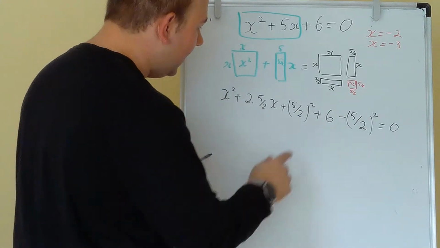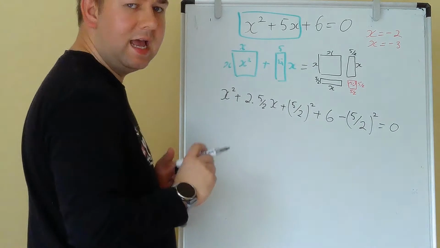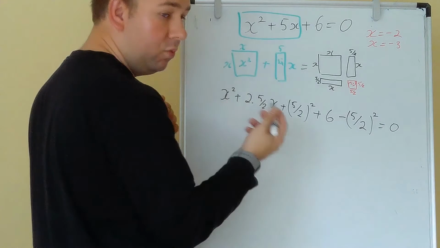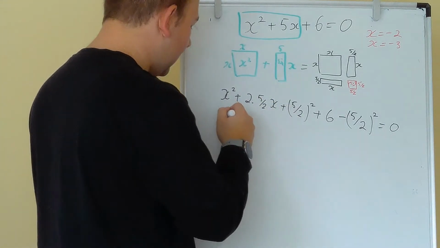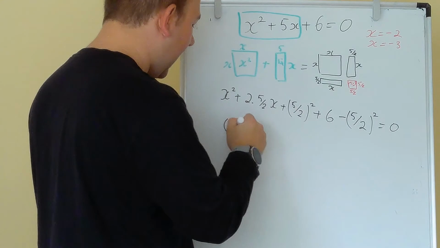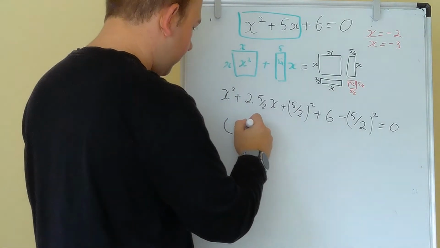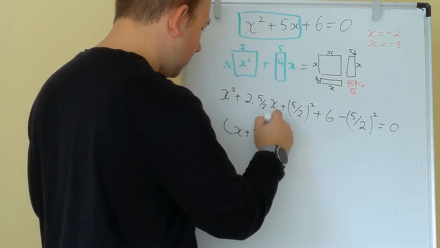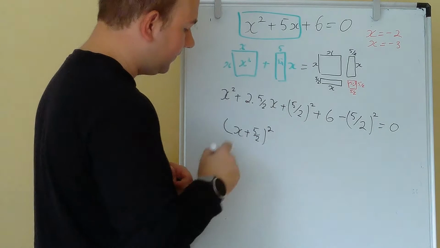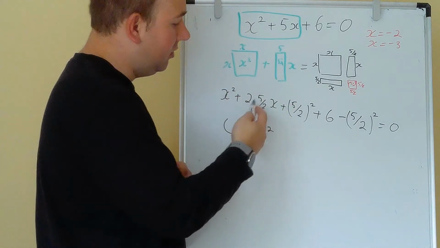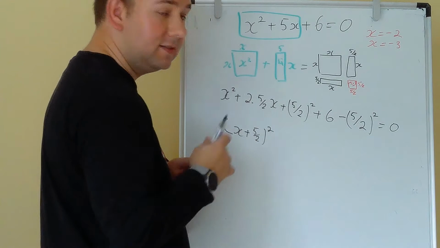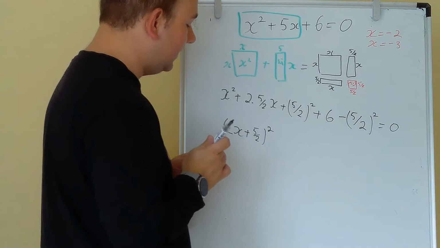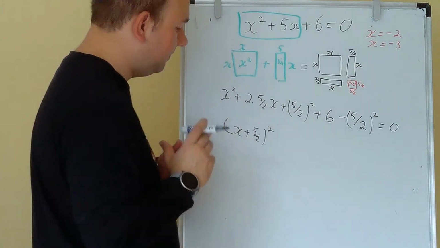What we do is take these first 3 terms and we can factorise it. Because this is effectively a squared term now, we can write it just as one bracket of x plus 5 over 2 all squared. You can actually go and do this as an exercise and factorise it, and you'll see that this is the actual factor. You end up with 2 brackets of x plus 5 over 2.